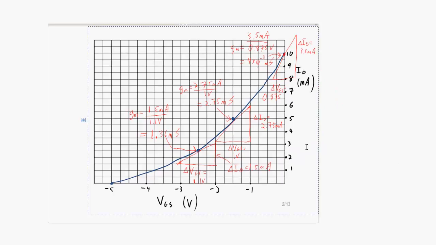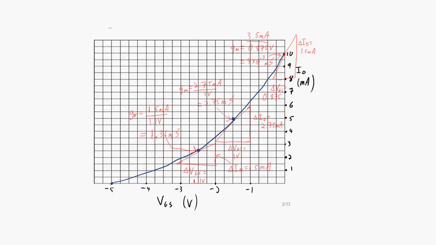And in fact, I've done an example here. I've got a different transistor. You can see that the IDSS is 10 milliamps and the VGS off is -5 volts. And I've done some calculations on what the GM is at some different points. So down here we've got a GM at this point right here. We've got a delta VGS of about 1.1 volts for a delta ID of 1.5 milliamps, and that ratio gives me 1.36 millisiemens, the unit for conductance. When you have current over voltage, conductance is the unit. So we've got 1.36 millisiemens there.